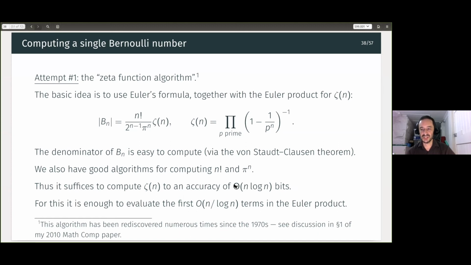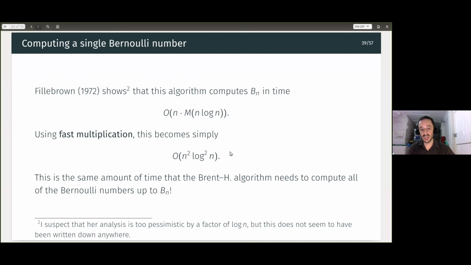Basically, what you do is you use Euler's formula backwards. Instead of using the Bernoulli number to compute the zeta function, you go the other way. You approximate the zeta function, zeta of n, by using this Euler product. You compute enough terms of this Euler product to compute zeta of n accurately as a real number, and you use that to read off the Bernoulli number, because you know what pi is and you know how to compute factorials. You can work out the details of this, and I won't go into them, but you can do this in essentially quadratic time using fast multiplication. It's basically because you need roughly n terms in that product, and each of them has roughly n bits. So you get something like quadratic time.